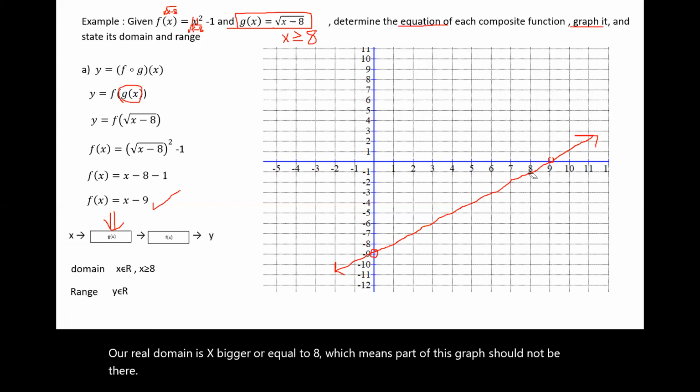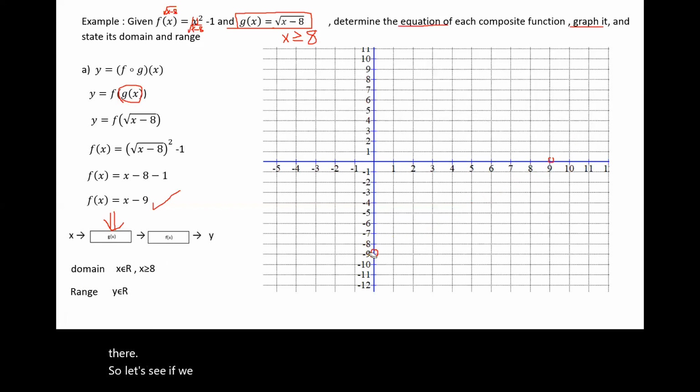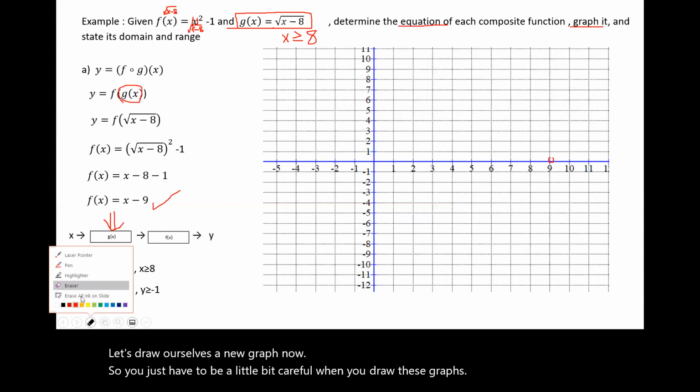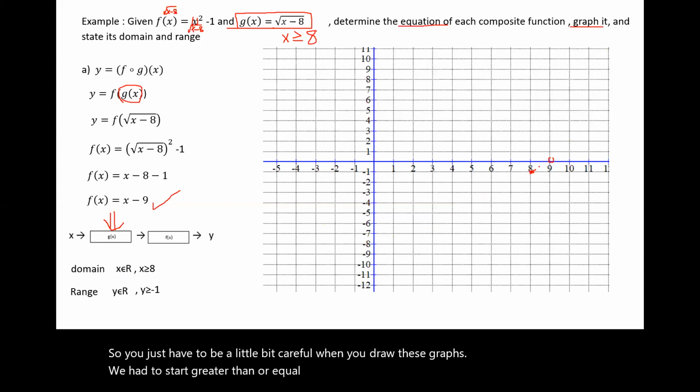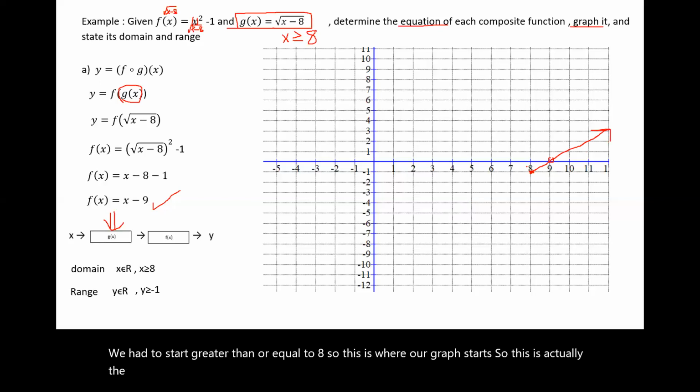So let's see if we can just erase that. Okay, and let's draw ourselves a new graph now. So you just have to be a little bit careful when you draw these graphs. We had to start greater than or equal to 8. So this is where our graph starts. So this is actually the correct answer for the graph. And we would never have known that if we just looked at the final answer.